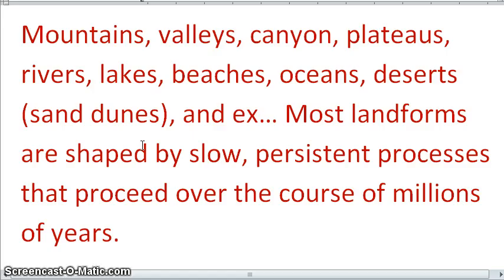The landforms that occur all over the Earth's surface, some of the examples are mountains, valleys, canyons, plateaus, rivers, lakes, beaches, oceans, deserts like sand dunes. And there are other examples, things like deltas, river meanders, inland seas, just to name a few. Most of these landforms are shaped by slow, persistent processes that proceed over the course of millions of years.